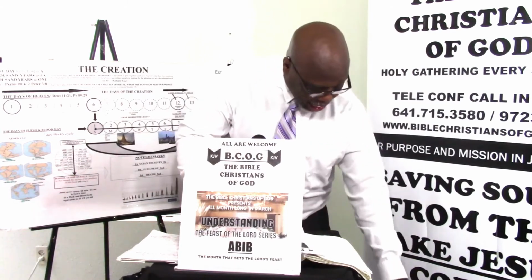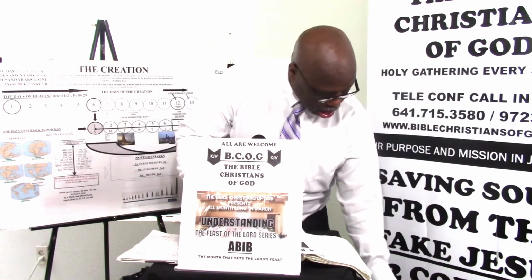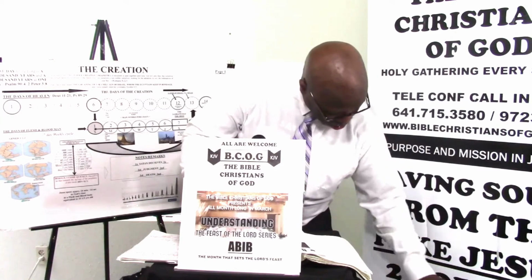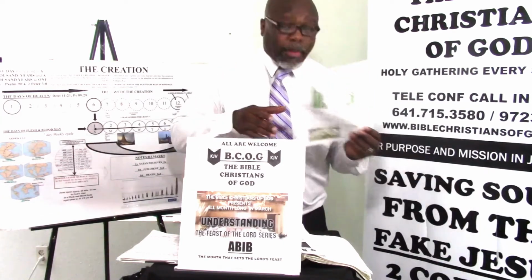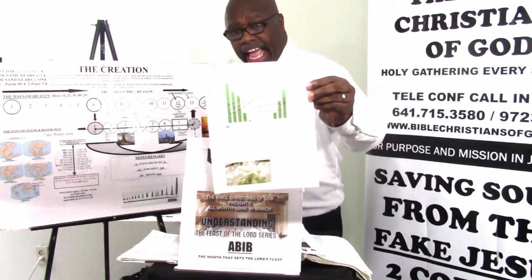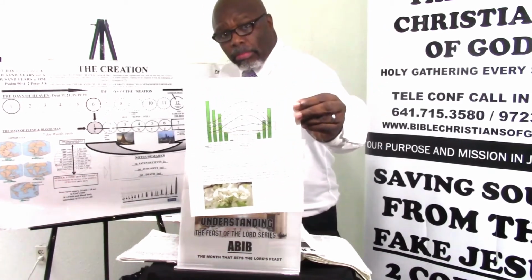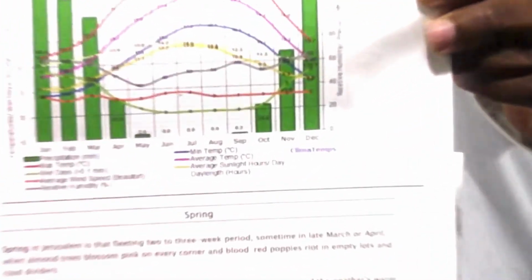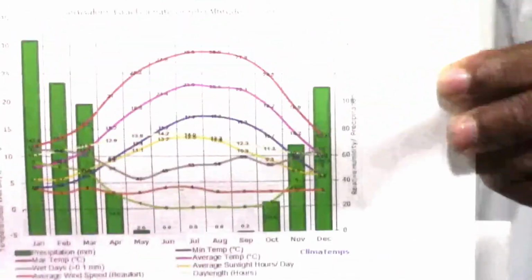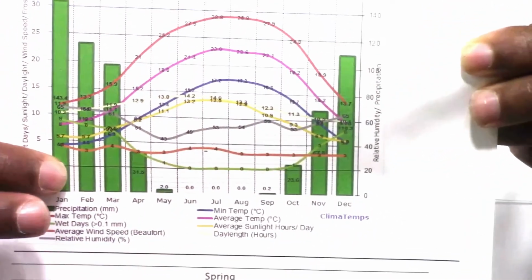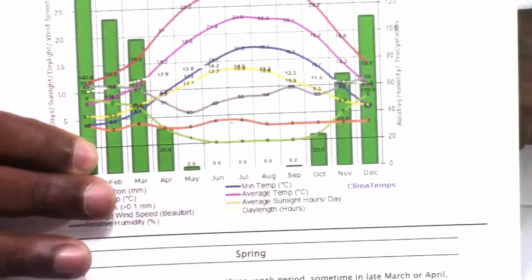So now I'm going to point out something. The land of Jerusalem. Let me see if I can bring up a bigger chart here. I want to zoom in on this. This is the land. And as you can see, the temperature and scale, the green represents the precipitation. So it gets dry in the summertime.